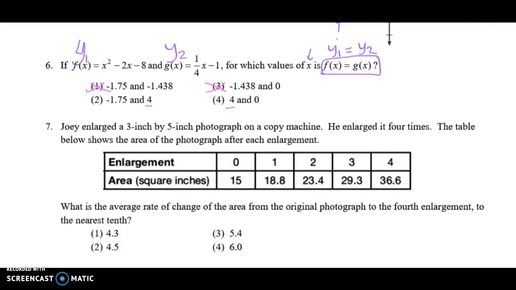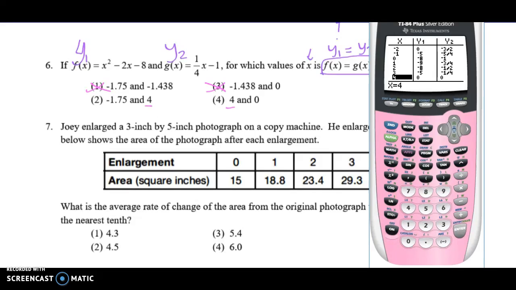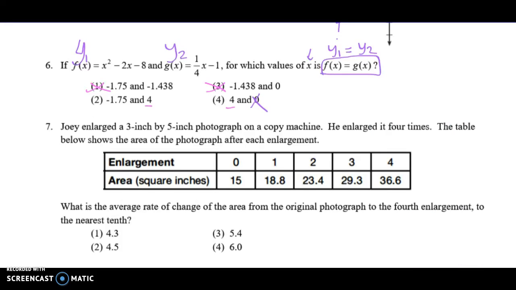So then I've got to figure out which other answer I have. Noticing in choice 4, it's got x equals 0. When I come back and check x equals 0, I see a y value of -1 and -8. Those are not the same. That means it failed here at 0. All that's left is choice 2.